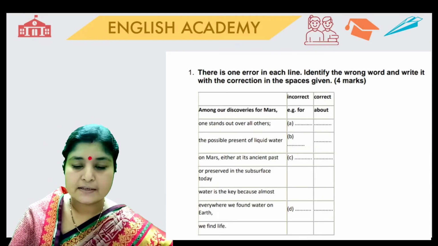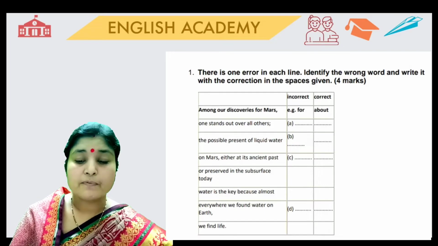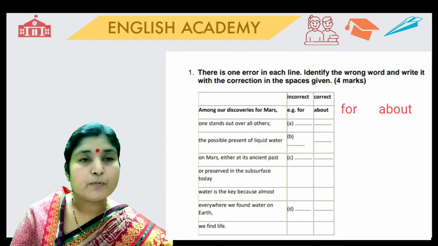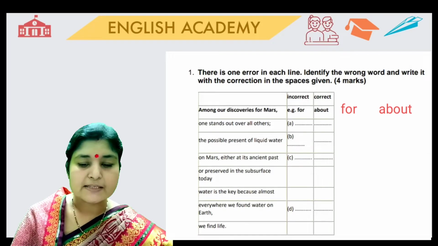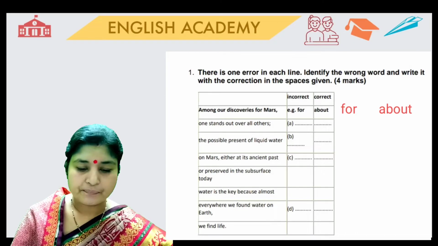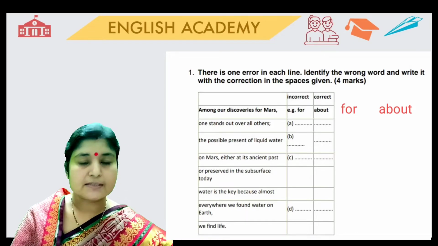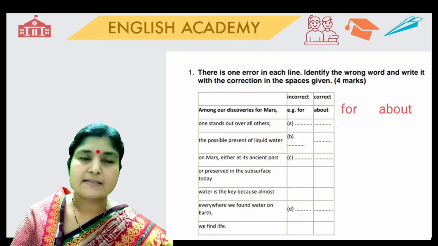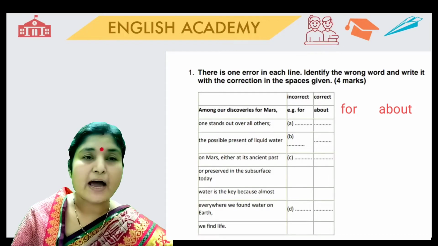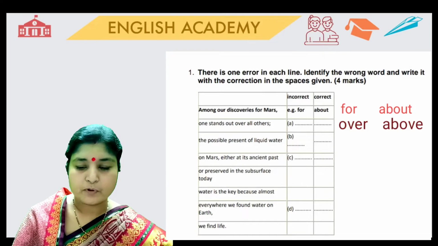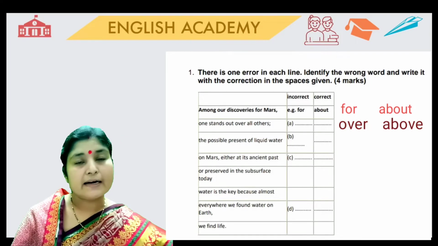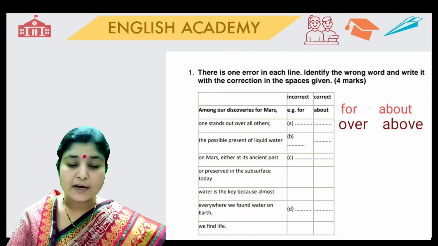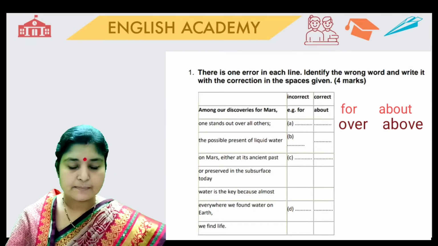Among our discoveries for mass, so in place of for, we have to write about, because here we require a prepositional change. One stands out over all others. Here over is the wrong word, and in place of that, we have to use the preposition above. Why? Because above is the correct word when we talk about higher than. So the correct sentence is: one stands out above all others.